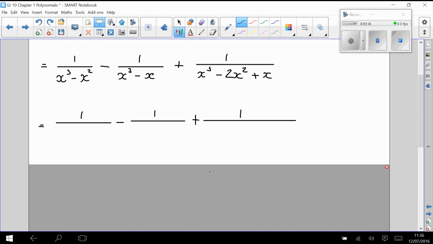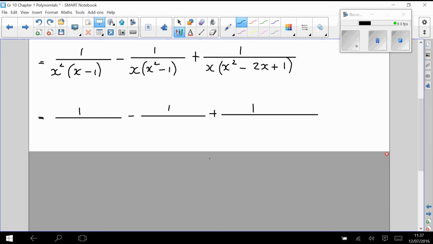In the first denominator, I have a highest common factor of x squared. And so factorize, that's going to be x squared, and then x minus 1 left in the bracket. There's a highest common factor of x in the second denominator, which leaves me an x squared minus 1 in the bracket. And lastly, there is again a common factor of x, which leaves me with x squared minus 2x plus 1 in the bracket factor.